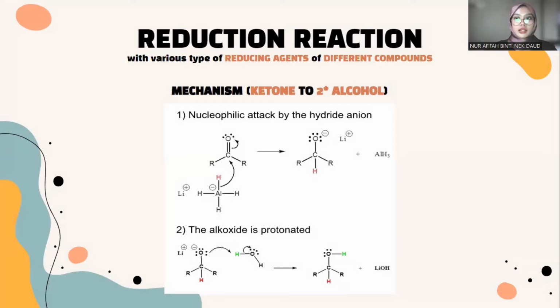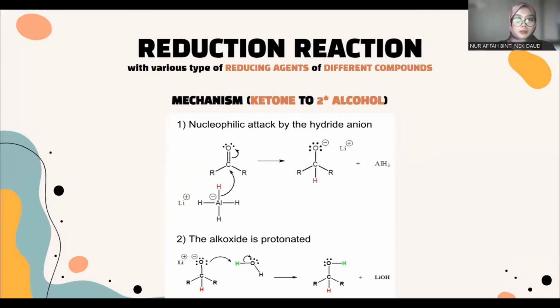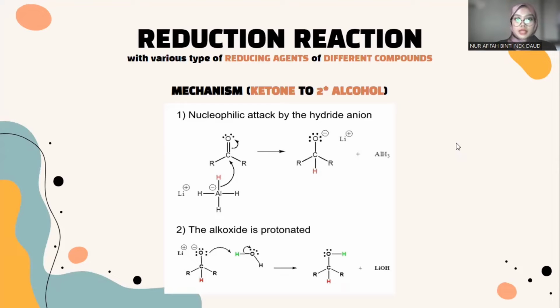Here is the mechanism of ketone to form the product of secondary alcohol. It is the same thing as before, but simpler. The hydride ion from the reducing agent will attack the carbon, and the alkoxide will be protonated, forming the secondary alcohol. Okay, that's it for my part. I will pass to the next presenter, Najiha.